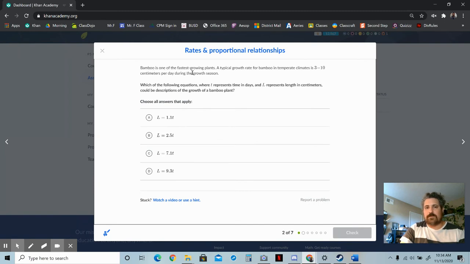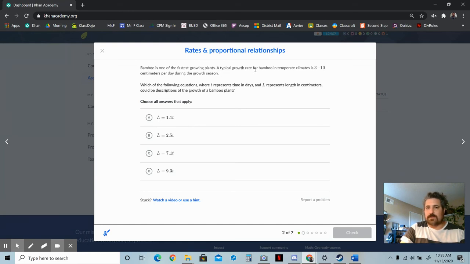Bamboo is one of the fastest growing plants. A typical growth rate for bamboo in temperate climates is 3 to 10 centimeters per day during the growth season. Which of the following equations, where t represents time in days and L represents length in centimeters, could be the description of the growth of a bamboo plant? So basically, t is time and L is the length. So you're going to input time and output length. So it's going to be some constant times the time equals the length, right?